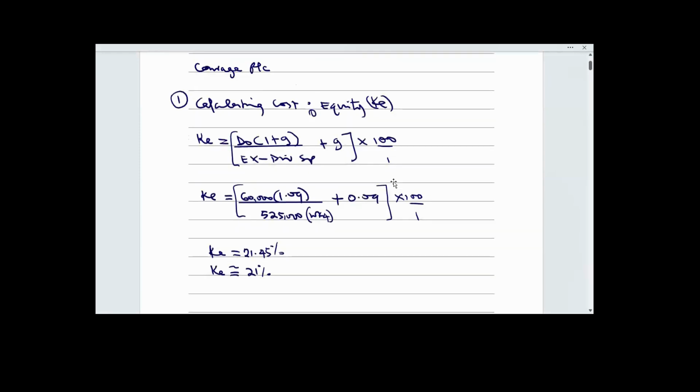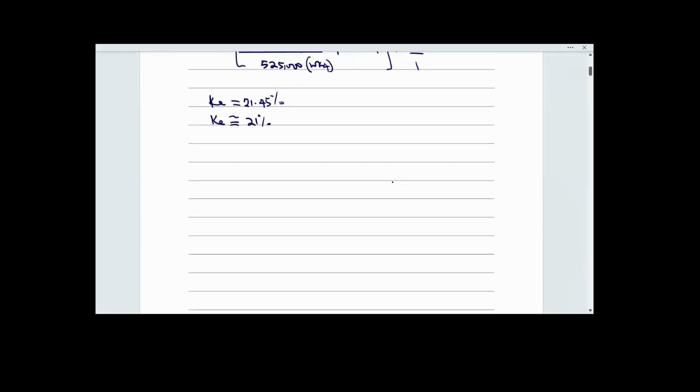So keep that one on one side. Move to the second one. In the capital structure, we have preference shares. So we need to calculate cost of preference share. Before I put pen to paper, I must ask, what kind of preference share is this one? Is it irredeemable preference share or redeemable preference share?